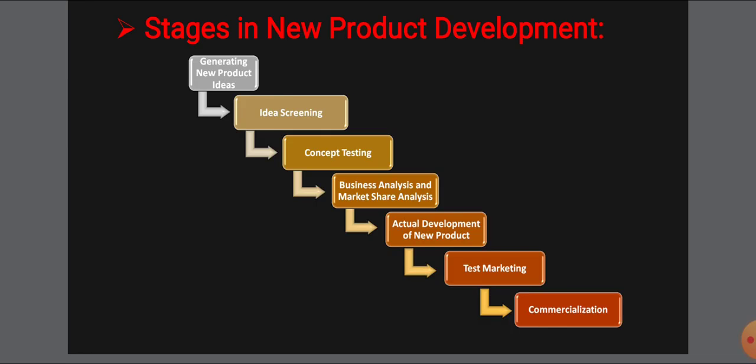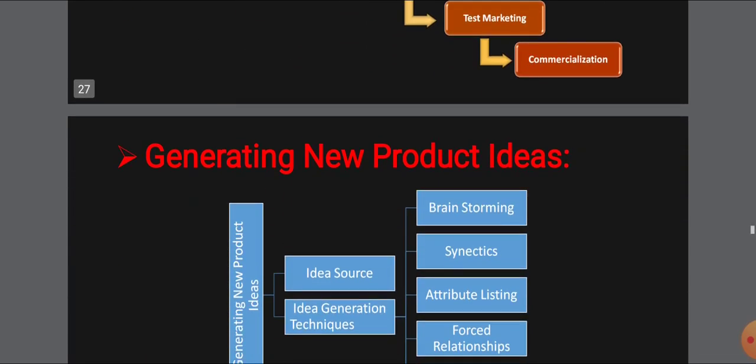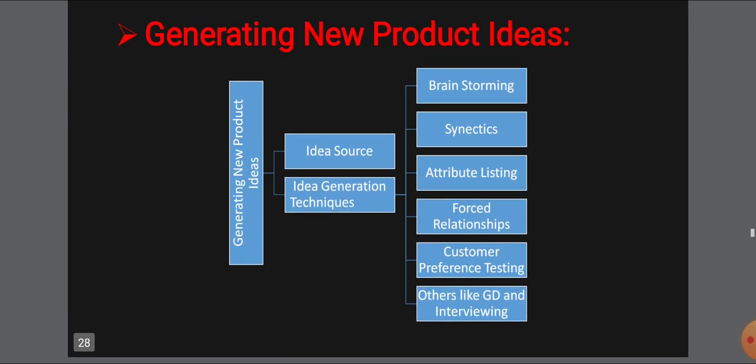Generating new product ideas can be done in two ways. First, you can generate new product ideas from the idea source, or you can go for idea generation techniques. Different idea generation techniques are there that you can go for. First we will discuss the idea source.